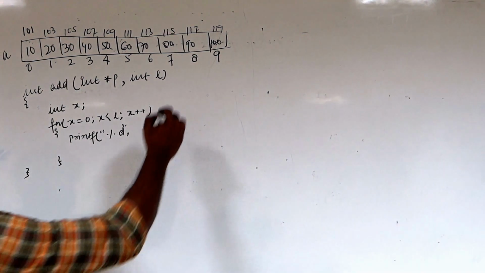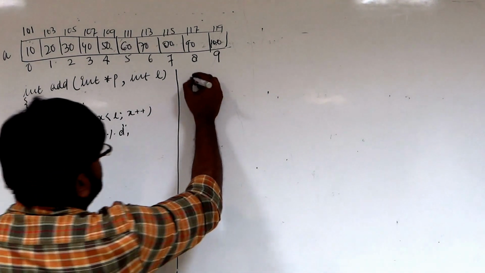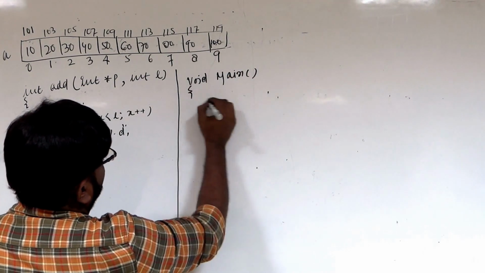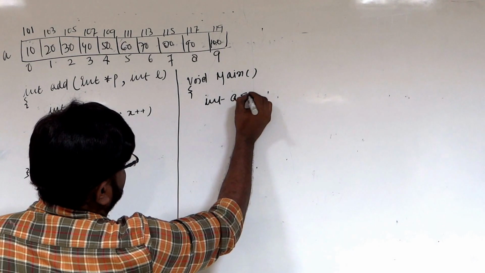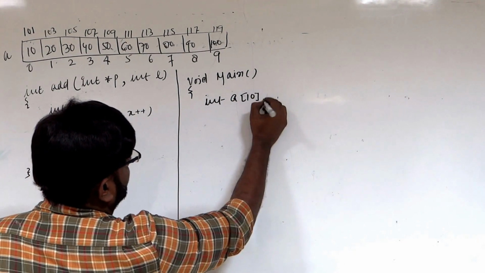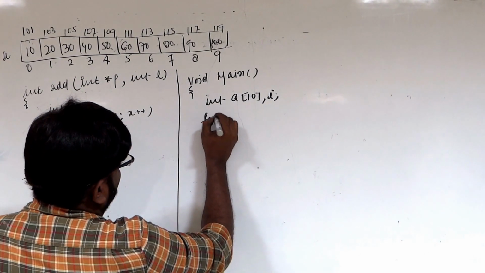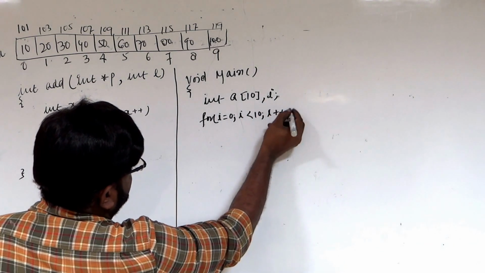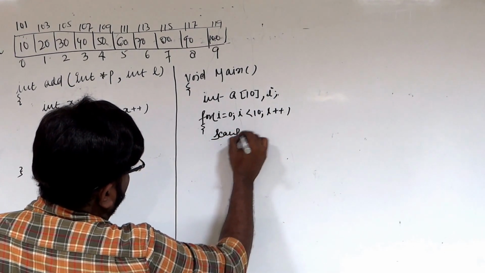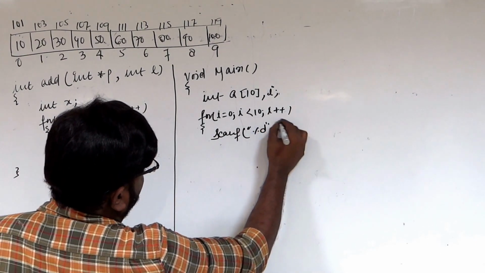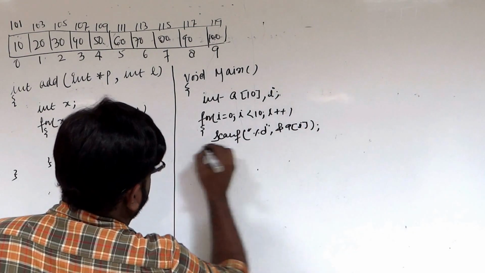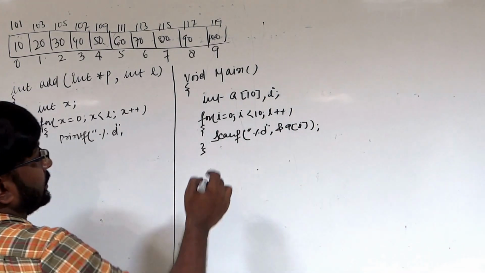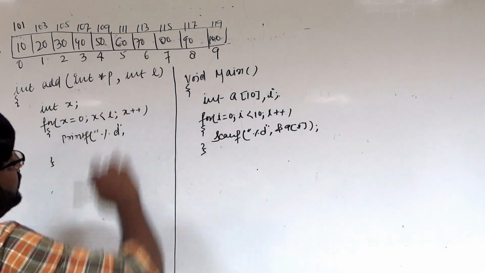Now I'll write the main function. So in the main function, we have an array of size 10, and a variable i. For i equal to 0, i less than 10, i plus plus. Here we'll accept all the numbers into the array. This is how we accept numbers into an array. You must have done this a number of times. Assume our inputs are 10, 20, 30, 40 and so on.